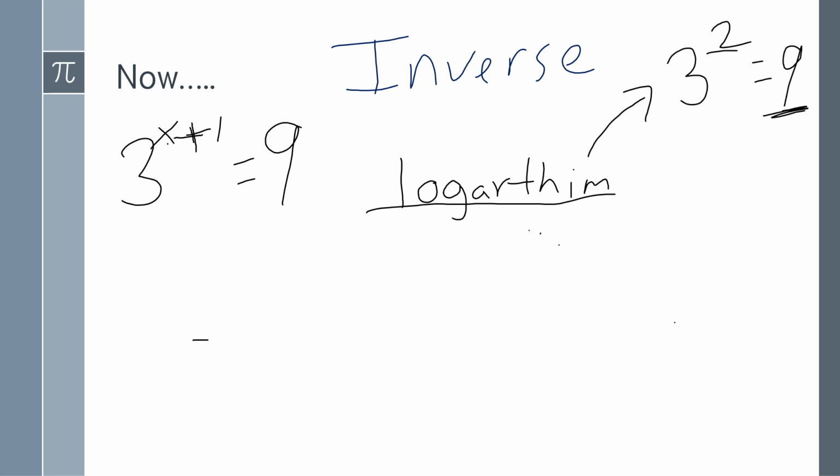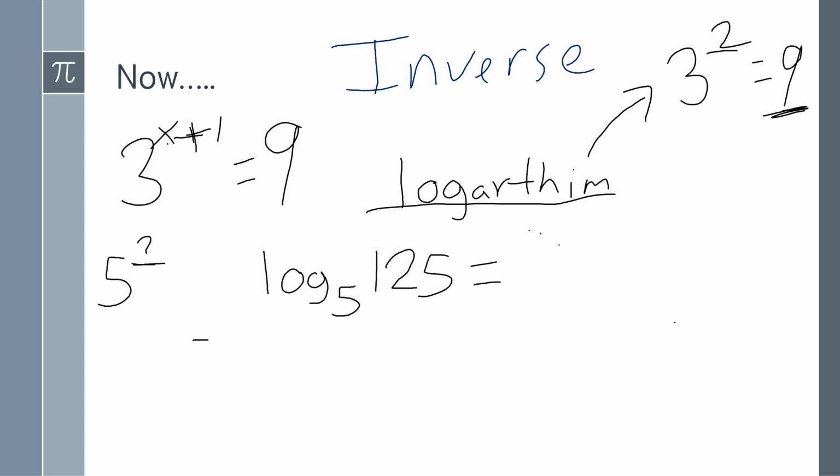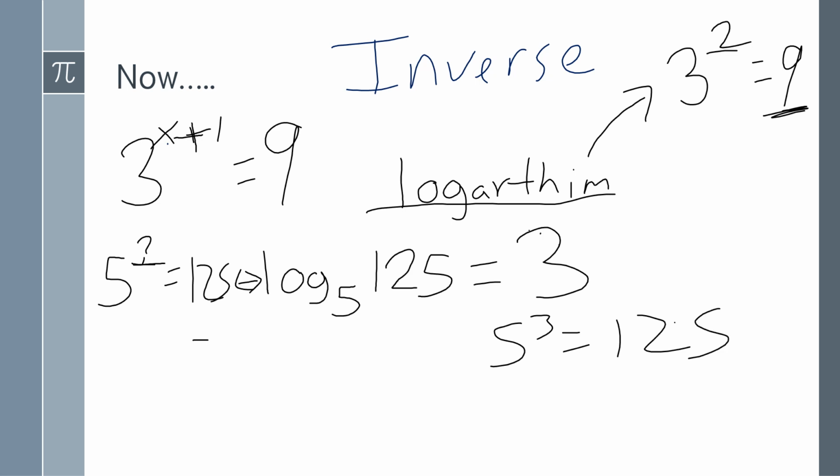So, if I have log base 5 of 125, what would that equal? Again, I'm asking you: 5 to what power is going to give me 125? The answer is 3. 5 cubed is 125. Alright, not too bad, huh? Perfect.